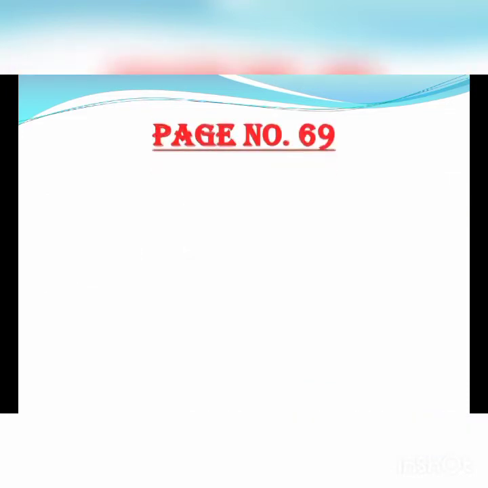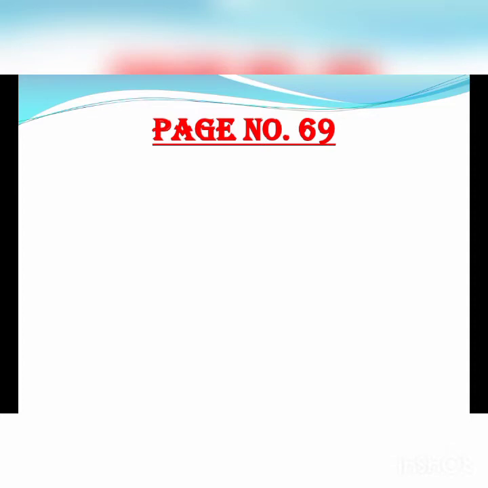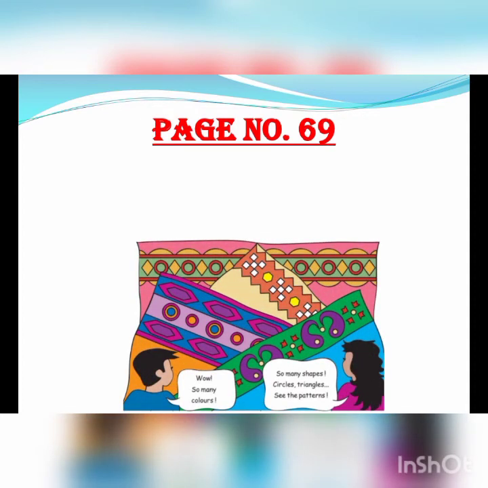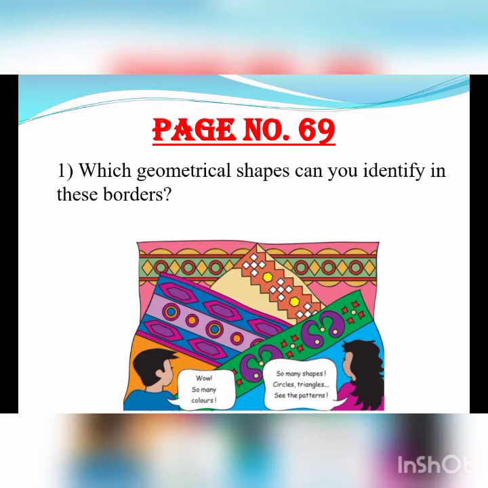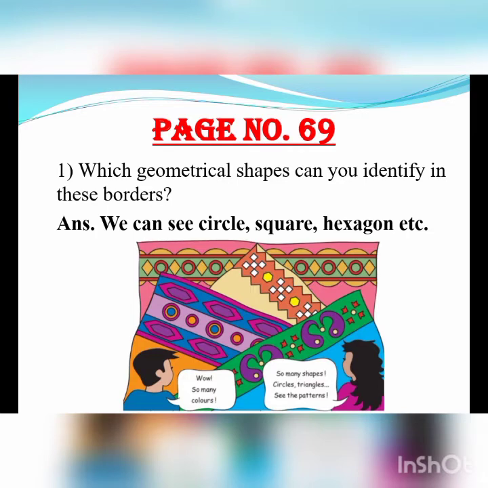Now, refer page number 69. You can find some questions related to given weaving pattern. The first question is, which geometrical shapes can you identify in the following borders? Borders means around the outside of a shape. Now you tell me which shapes can you identify? Yes, we can see circle, square, hexagon, etc.